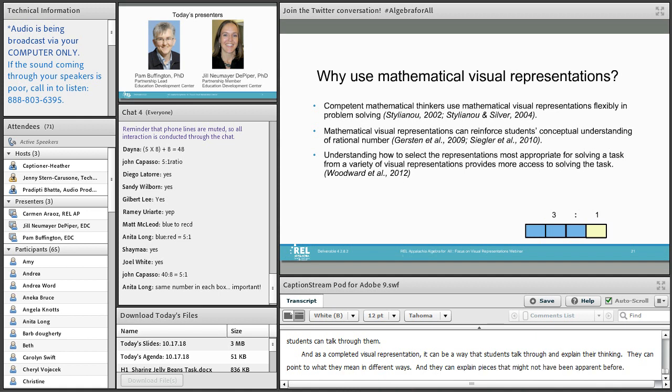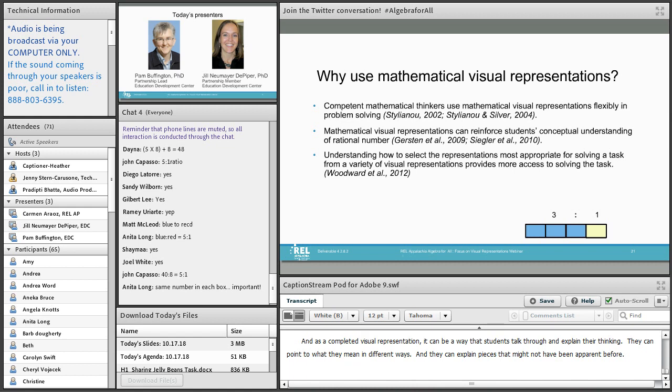Not every visual representation works well for the same content, and so understanding how to select a representation that works well is also important. There isn't necessarily an incorrect visual representation all the time, but there are ones that are going to be more appropriate or better to highlight relationships.